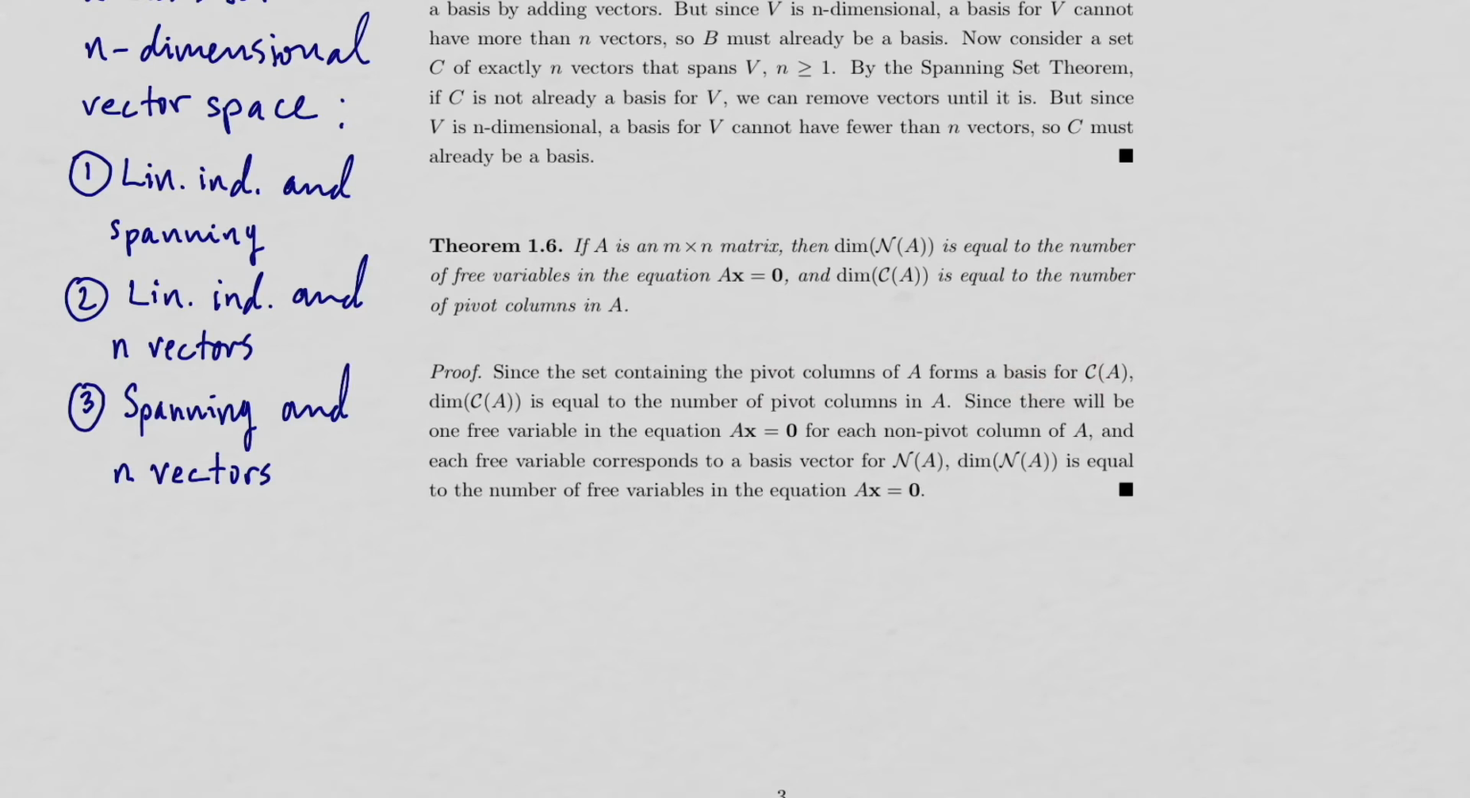Also, since there will be one free variable in this equation for each non-pivot column of A, and each free variable corresponds to a basis vector for the null space, then the dimension of the null space is the number of basis vectors, which is equal to the number of free variables, which proves the first part.